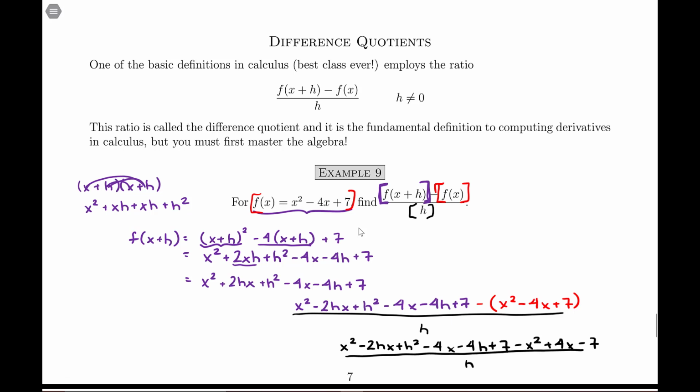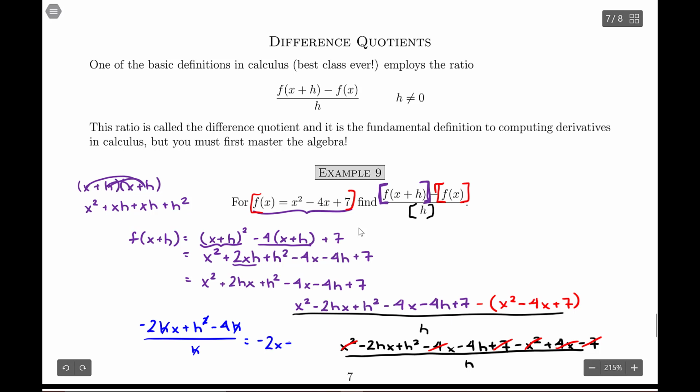And we'll clean that up by simplifying. The x squareds will cancel. The positive 7, the negative 7 will cancel. The negative 4x, the positive 4x will cancel. And what we are left with now is 2hx plus h squared minus 4h all over h. And these h's will cancel, and we're left with 2x plus h minus 4.